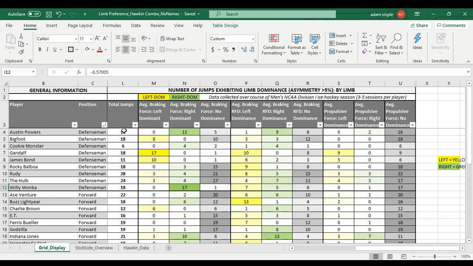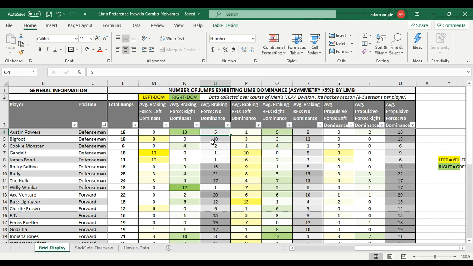So, for example, this guy had 18 total jumps. 0 of them were left dominant, or had a greater than 5% asymmetry favoring the left in his average braking force. And 13 of his jumps, he exhibited right dominance according to average braking force. So he had a greater than 5% asymmetry favoring his right limb. In 5 of his jumps, according to average braking force, there was no limb dominance present. In other words, his asymmetry value was between 5 and minus 5%.